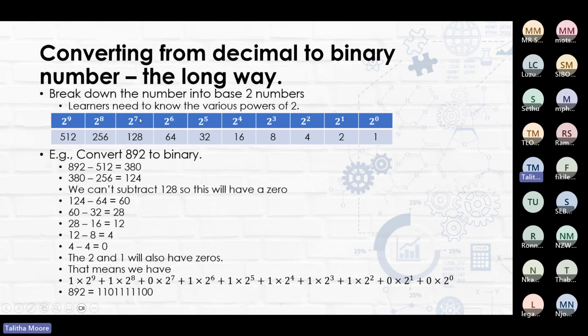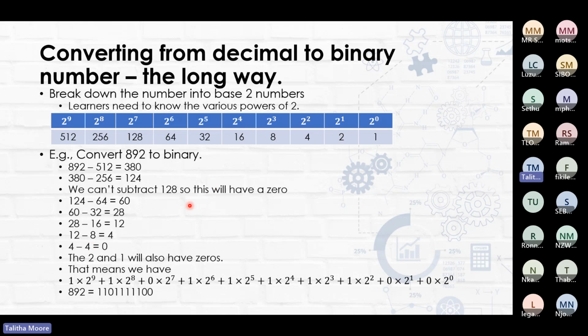So that becomes a 0, right? And we move on to the next one, which is 64. So 124 minus 64 is 60. Now we can subtract 32 from 60. I'm going to go back to my laser pointer. So we have 28. We can subtract 16 from 28, which leaves us with 12. We can subtract 8 from 12, so we have 4. And we can subtract 4 from 4, which gives us 0. So we don't have any 2 and 1.